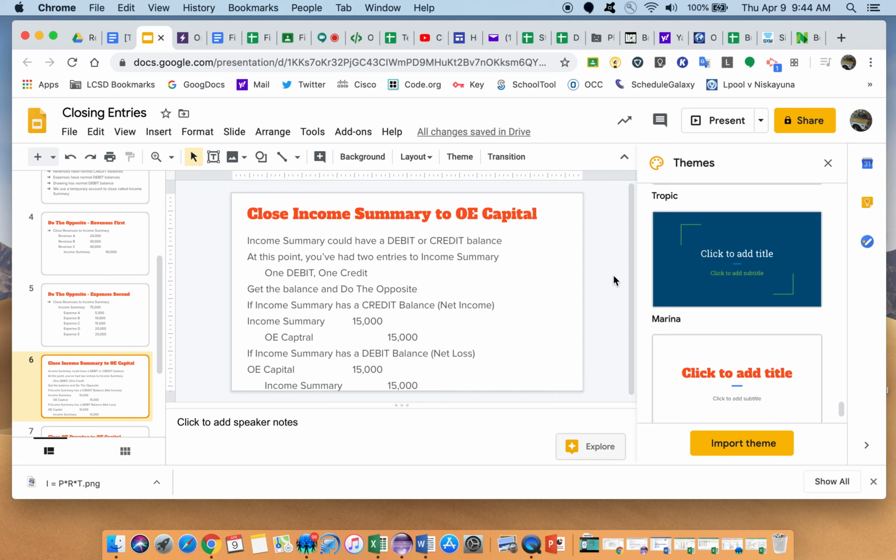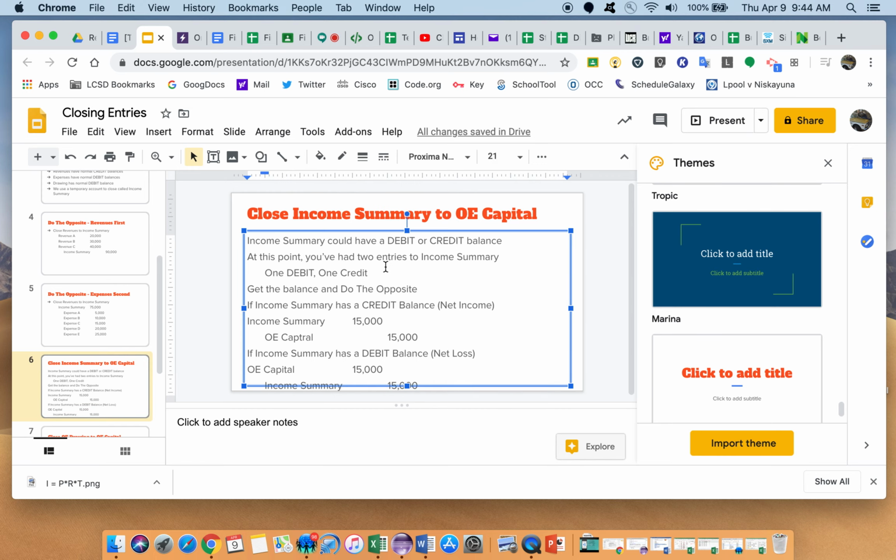We're going to debit income summary and credit owner's equity capital in this case. Now, if it were a debit balance of income summary, then in order to close income summary, we would credit income summary and debit owner's equity capital. This would be a situation where you had a net loss, right? And as you know, in the comprehensive problem we did have a net loss.